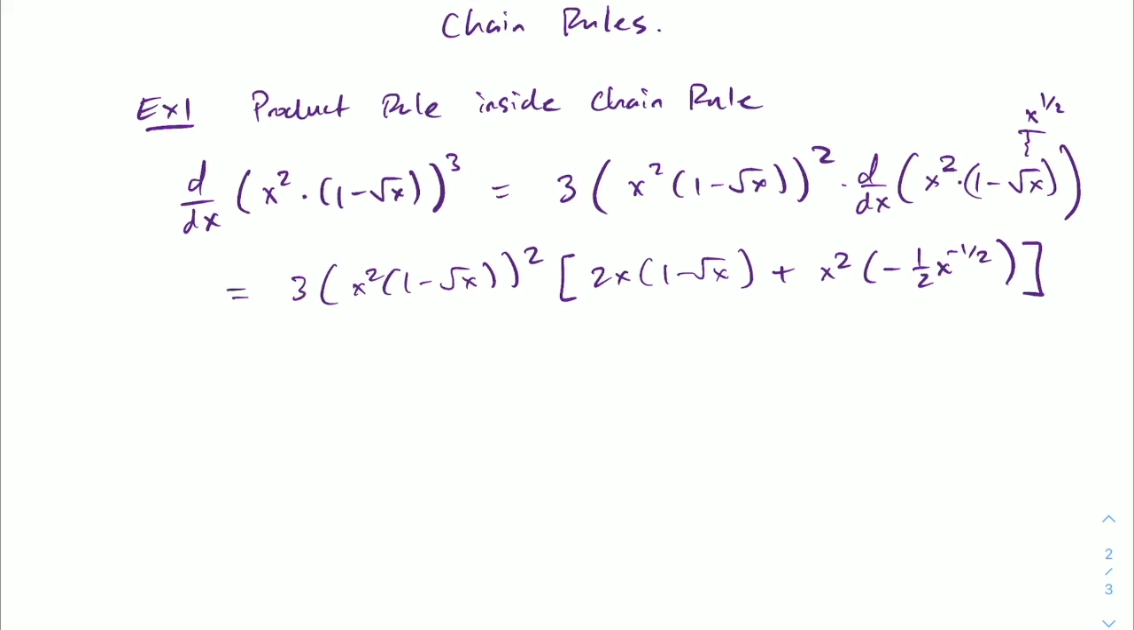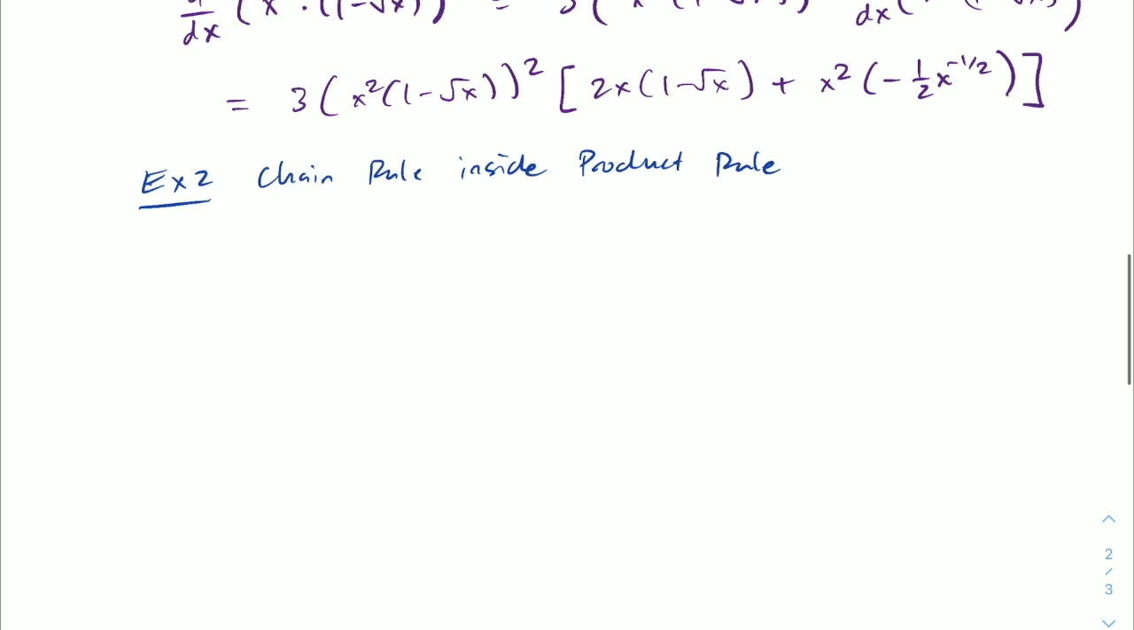Okay, let's do another example. Let's do a chain rule inside a product rule. Okay, so in this example, we're going to have the square root of 1 minus x squared times 1 plus x squared to the fourth power.